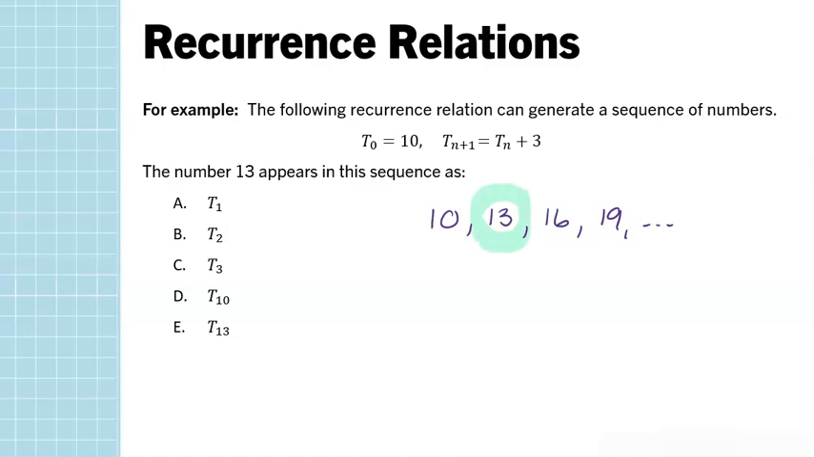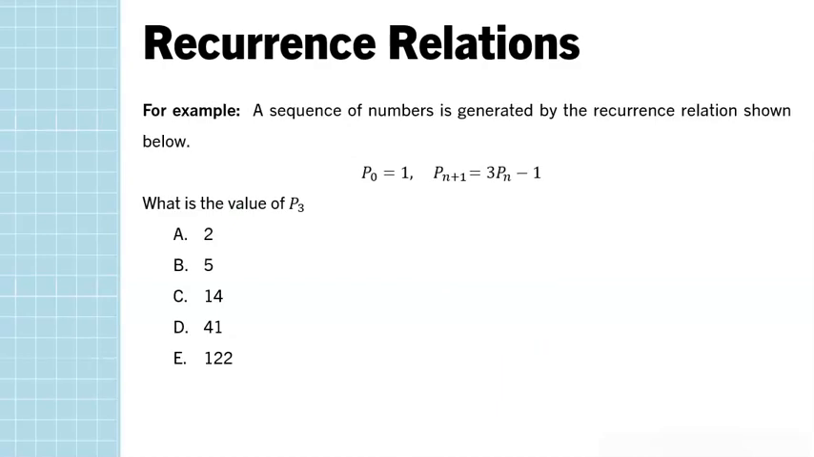But we need to remember, this first value, 10, we wrote down was T0. The next value is actually T1, T2, T3, and so on. So don't be tricked into thinking it's the second number I wrote down and picking up T2. The correct answer is actually denoted by T1.